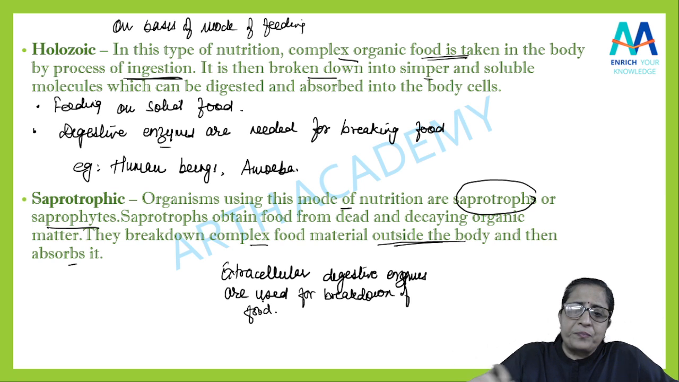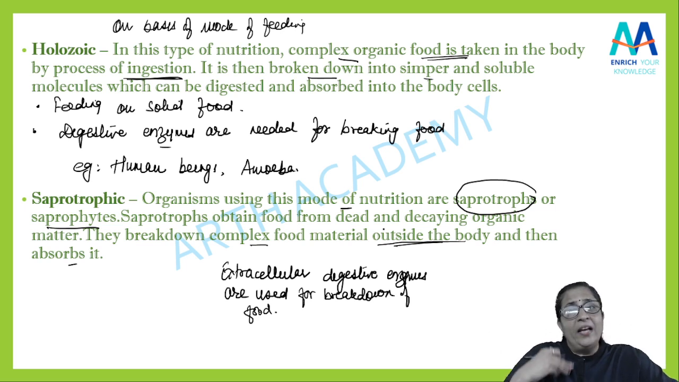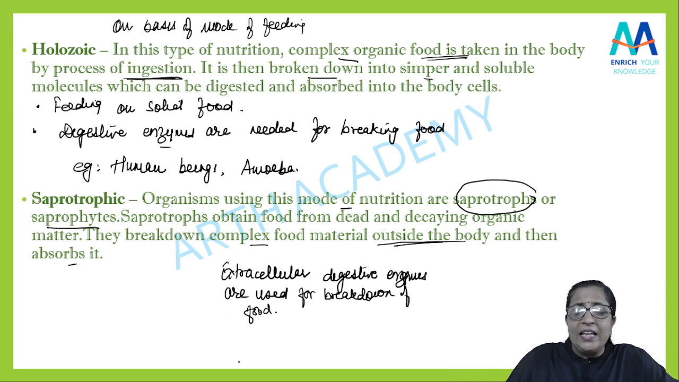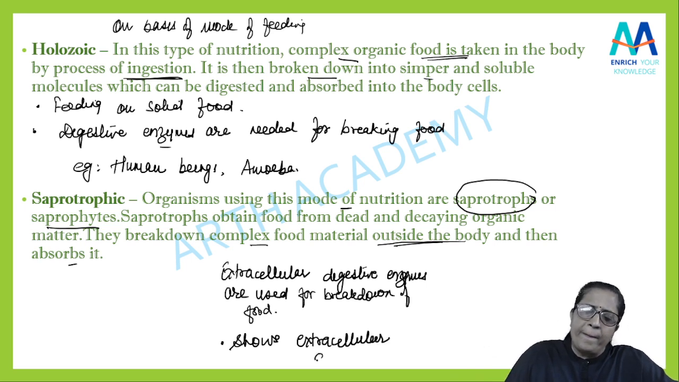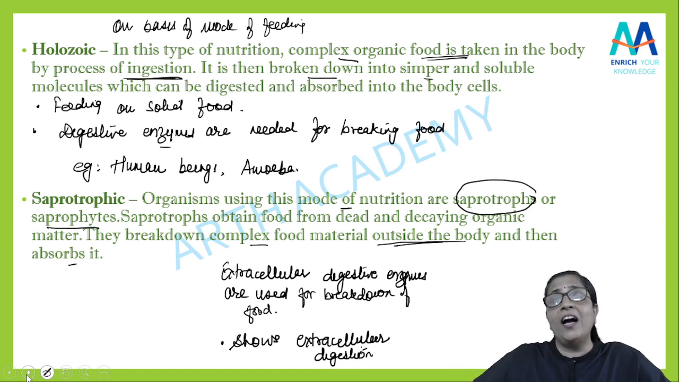Got it? Now one more thing, students, like I was saying, they will first take it out, so such type of digestion, what is it called? Where the food is converted into a simpler form outside, such type of digestion we can call an extracellular digestion. So saprotrophs show extracellular digestion. Got it? Always remember, this can be asked. These are all the extra points they can ask you, so you should remember this. We call such digestion extracellular, because it is happening outside the body.